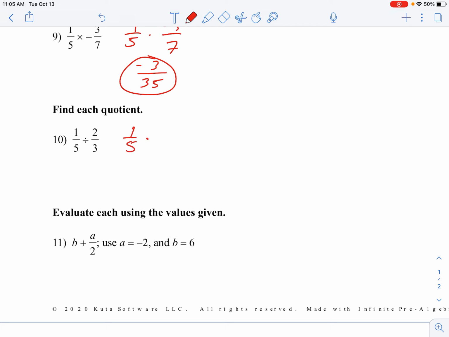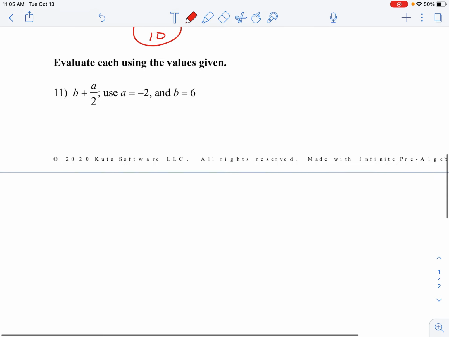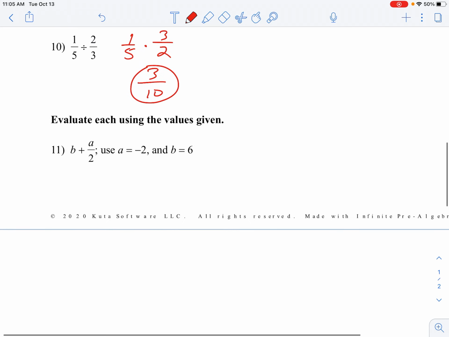Quotient. Keep the first. Change division to multiplication. And flip, or do the reciprocal, as we call it, on the second. Now we just do like we did on the top one. 1 times 3. 5 times 2. 3/10. And number 11 is the last one today.